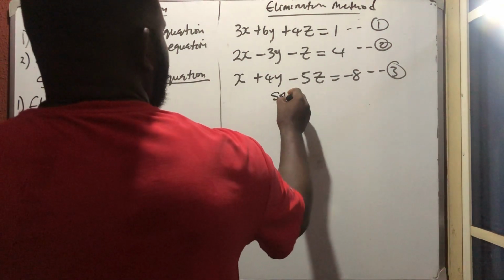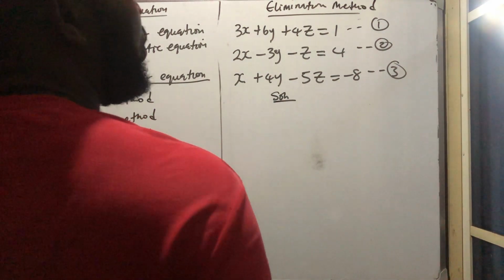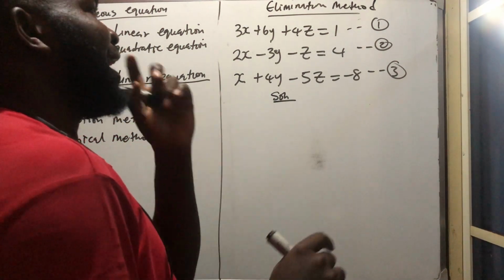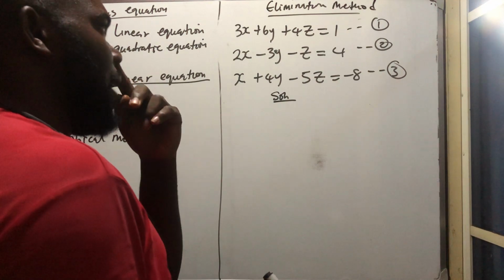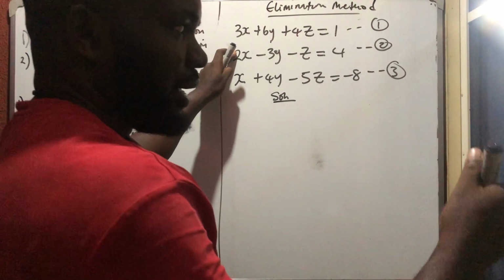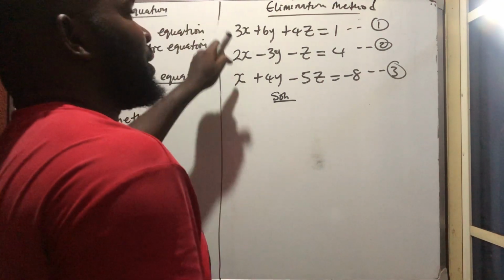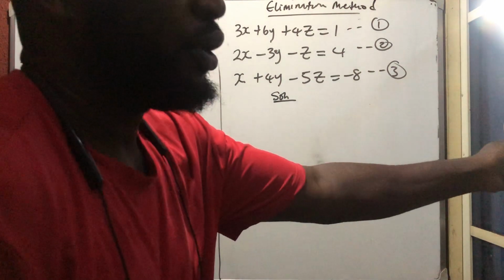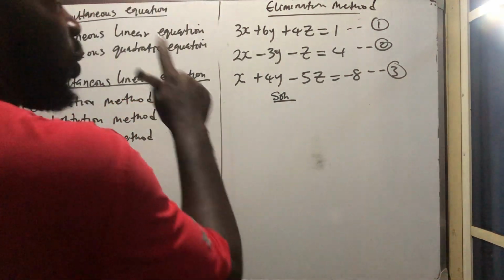Solution. Now the method we are going to use, you will decide the one to eliminate. Maybe I have decided to eliminate x. I will use equation 1 and 2 to eliminate x, and I will still come and use equation 1 and 3 to eliminate x again. So this is the method to use. Okay, the first one is what? Use equation 1 and 2.